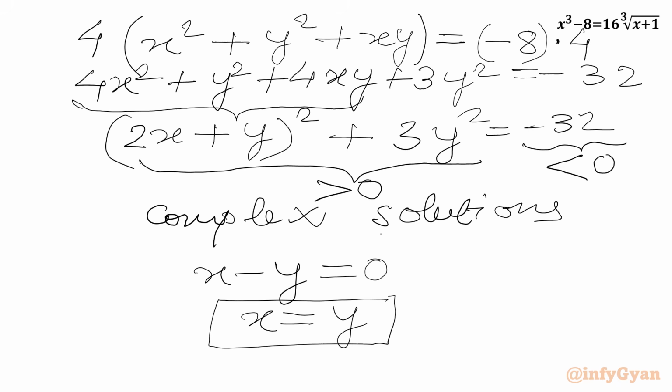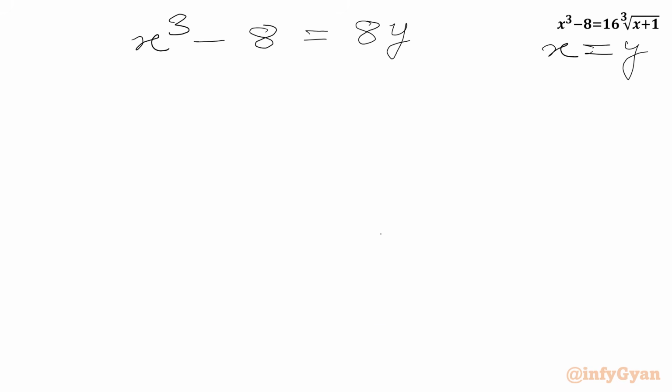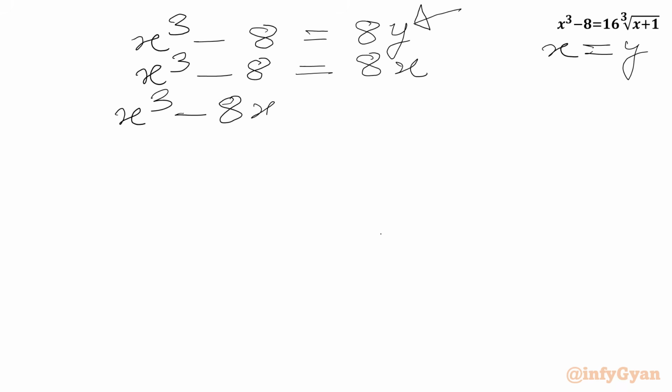Now we will write our cubic equation. There we are going to replace y with x. The equation was x cube minus 8 equal to 8y. Now x is equal to y, so we can replace our y with x. We will get x cube minus 8 equal to 8 times x. Let's write all the terms to LHS. x cube minus 8x minus 8 equal to 0.